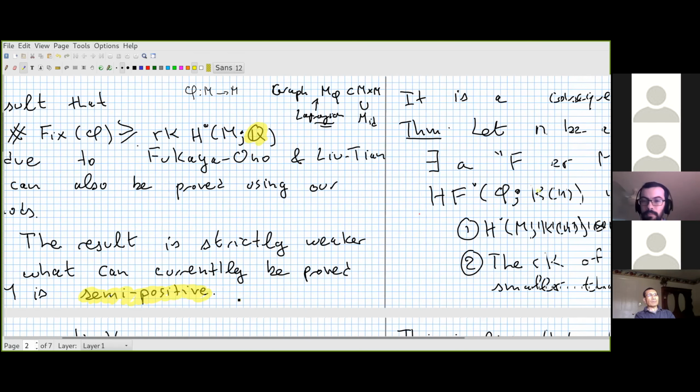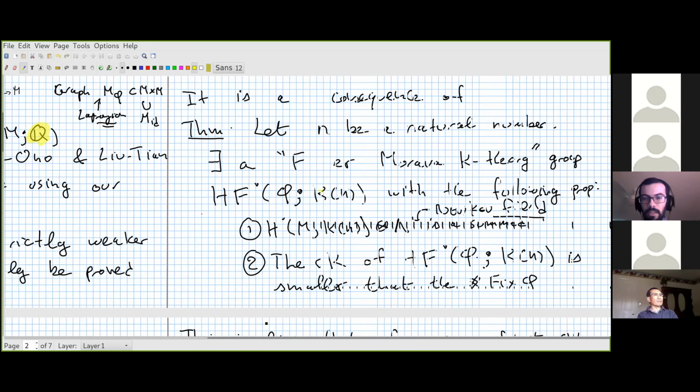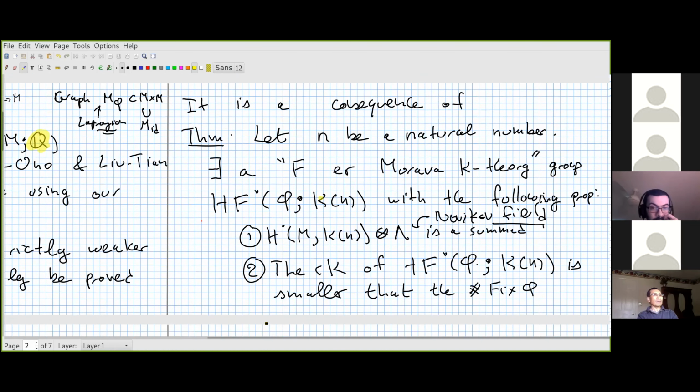So instead, what I want to explain is that the statement uses something which you should think of as a generalized homology version of Floer theory. Okay, so Floer theory you can think of as taking ordinary cohomology and deforming it. And now what we're going to do is take a generalized cohomology theory, and the generalized cohomology theory goes under the name Morava K-theory.